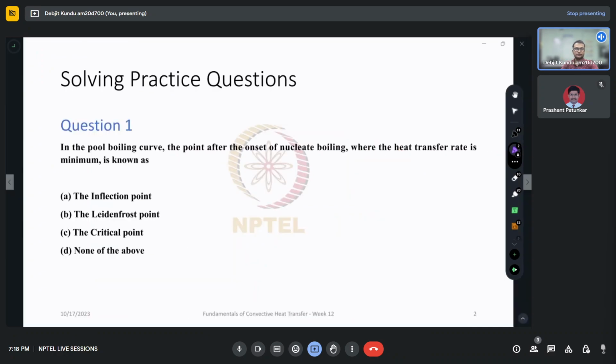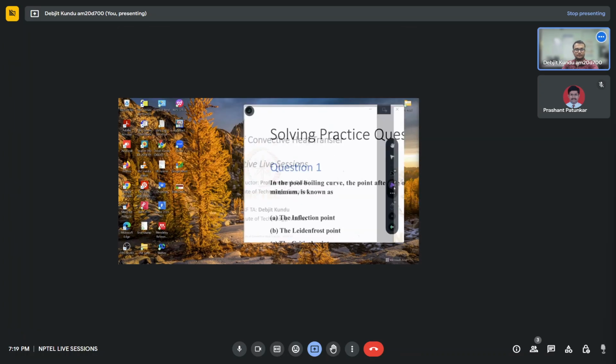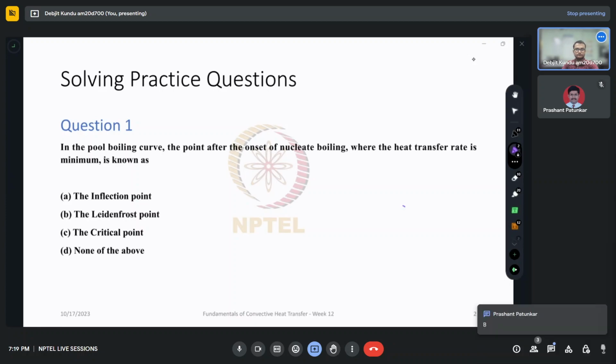We'll get started with today's first problem, which is asking us that in the pool boiling curve, the point after the onset of nucleate boiling, where the heat transfer rate is minimum, is known as what? Is it option A, the inflection point, option B, the Leidenfrost point, or option C, the critical point? Or is it option D, none of the above is true? Okay, we have one quick response in the chat box saying that it should be option B, the Leidenfrost point.